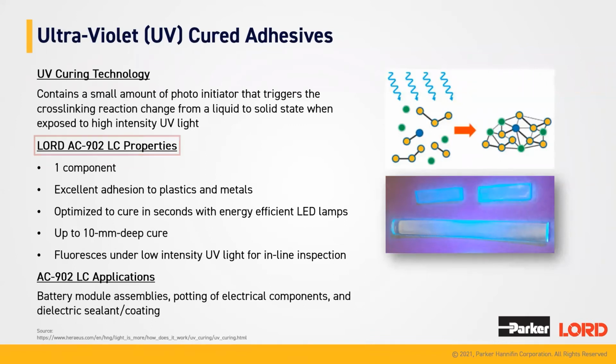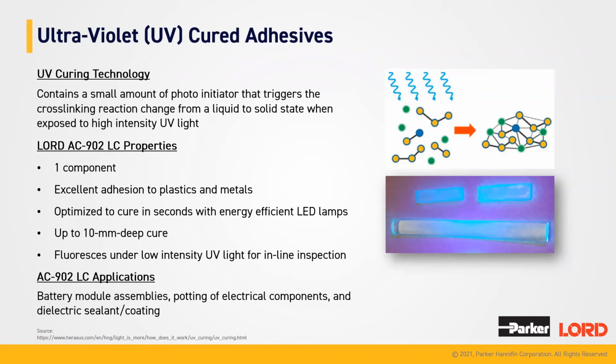Some of the high level properties for AC 902 LC are that it is a one component solution. It offers excellent adhesion to plastics and metals. It has a cure of up to 10 millimeters deep, so your bond line thickness can be 10 millimeters deep. And it also has the ability to be used with very common energy efficient LED lamps. So it's optimized to be used specifically with those types of lamps.